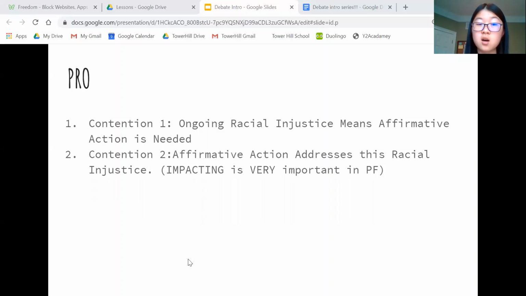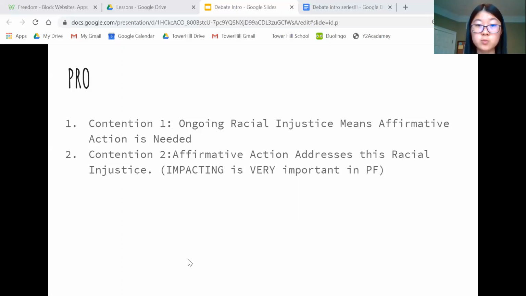One, that ongoing racial injustice means affirmative action is needed. Obviously, we need much more explanation, but essentially you can say, because certain minority groups have been historically disenfranchised, we need affirmative action to give them more opportunities in more elite universities. And contention 2 could be that affirmative action is the best way to address this racial injustice.